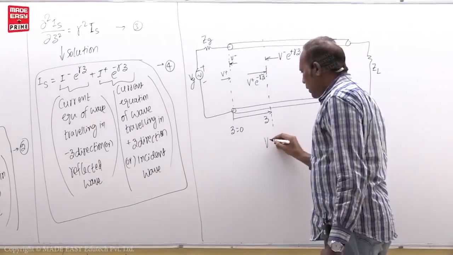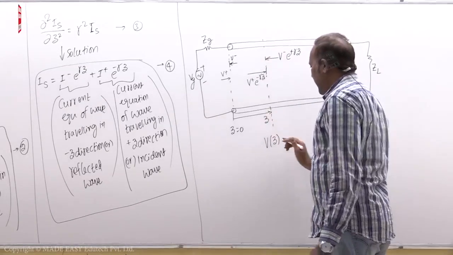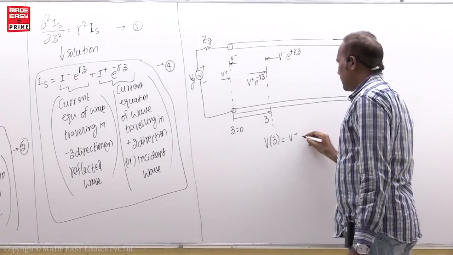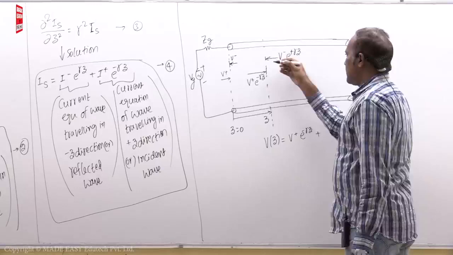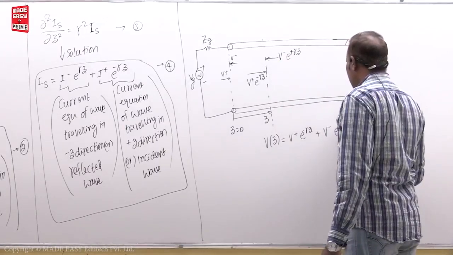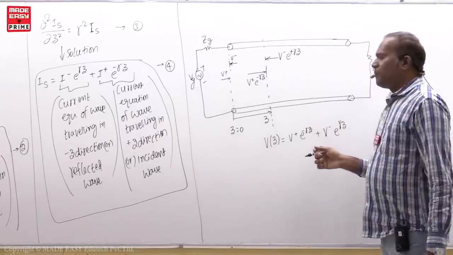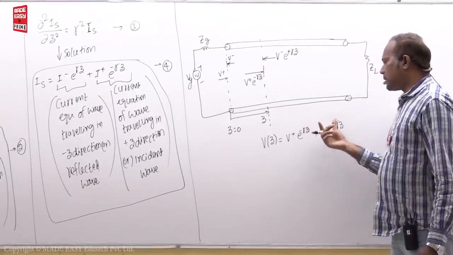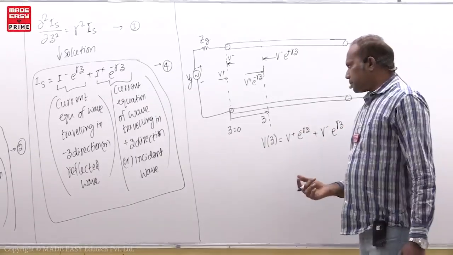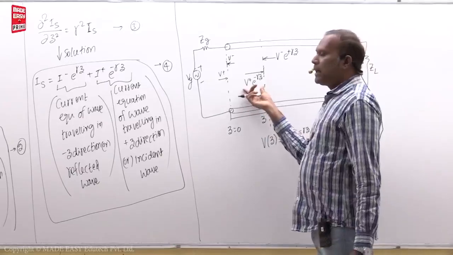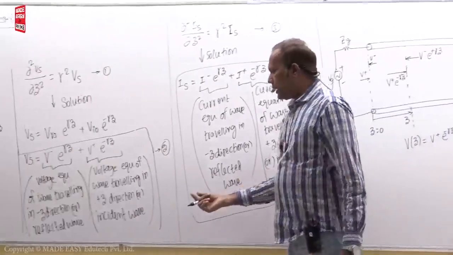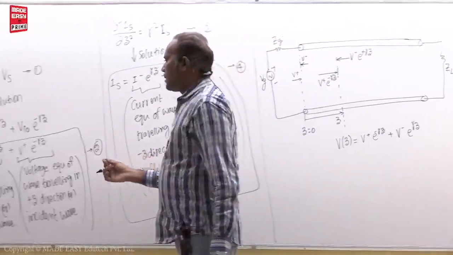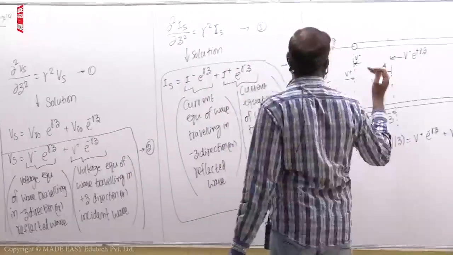So total voltage on the transmission line at z distance is equal to V plus e power minus gamma z, this is the incident one, plus V minus e power plus gamma z, this is the reflected one. You can write this one at the beginning or later, it doesn't matter, students. So at z distance, the incident wave voltage is V plus e power minus gamma z, and the reflected voltage is V minus e power gamma z.